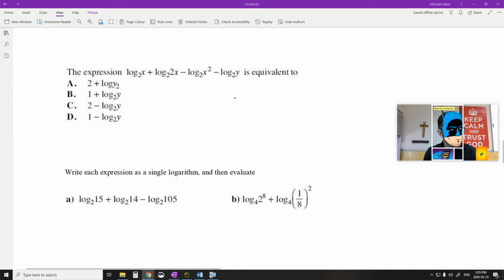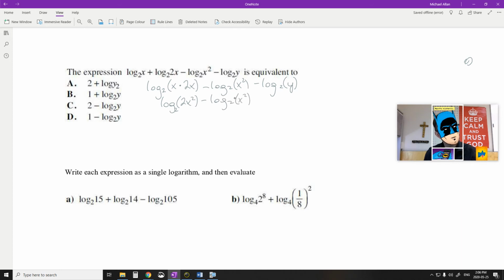Okay, so I'm adding. So if I add, I multiply. So this would be x times 2x. Now, of course, you can shortcut this a little bit by doing more than one step at a time. I'm not going to do that. So this would be, oops, sorry, log base 2 of 2x squared. Okay. Log base 2 of x squared, and log base 2 of y, okay.